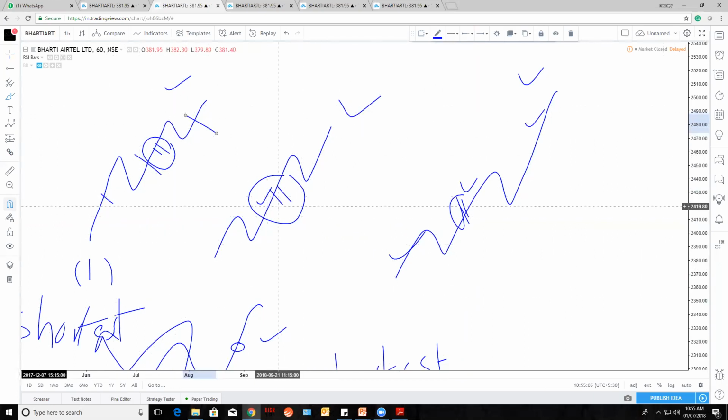Here the third is the biggest one. Here the fifth is the biggest, but compared to all three waves, it is more than wave 1, so it cannot be the shortest. So that is the reason rule number 2 is very important, that it cannot be the shortest wave. Got it? And what is the third rule?